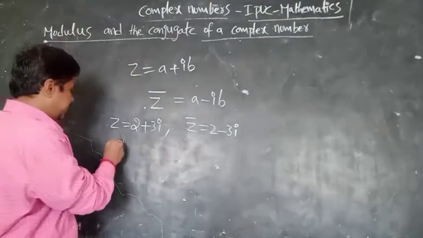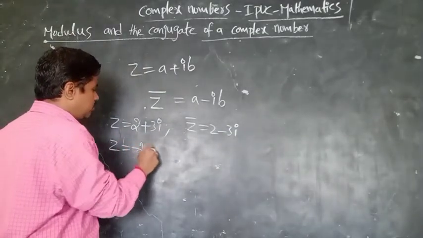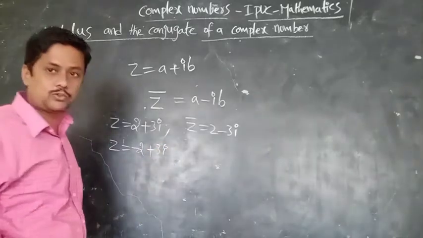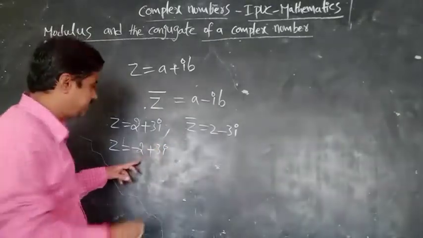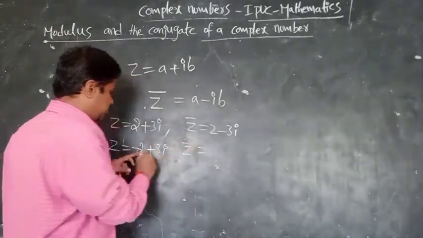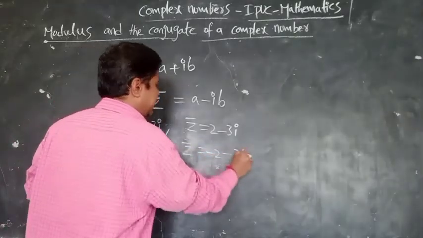Next, z is equal to minus 2 plus 3i. What is z bar? Z bar is equal to minus 2 minus 3i.